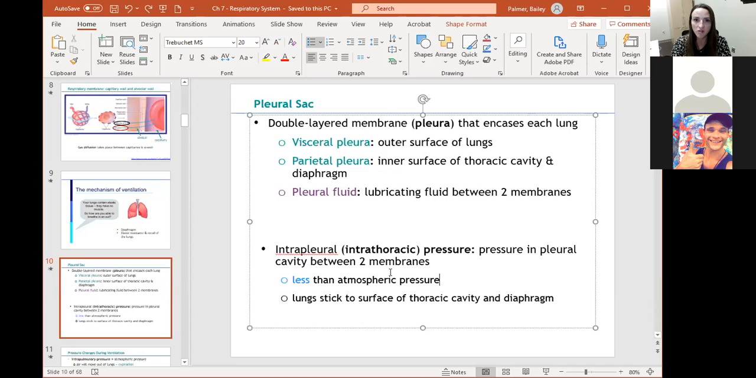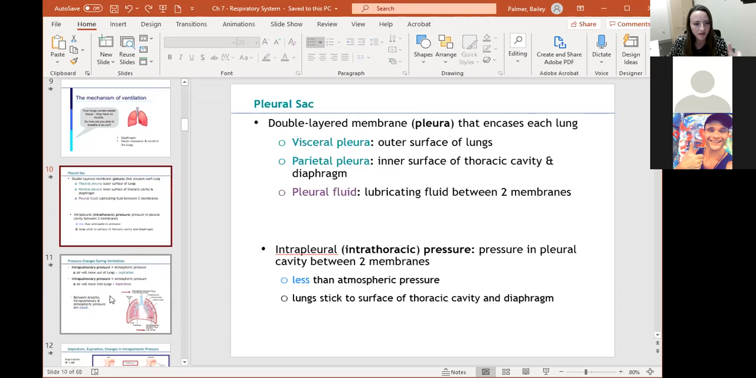So anytime the lungs move, the entire thoracic cavity and the diaphragm also move. So there's a pressure there that allows those structures to stick together during movement of the lungs. So that's exactly what this says here. And also note the pressure in the intrathoracic cavity is less than atmospheric. So that allows all those structures to stick together during movement. So that's going to be an important topic there.